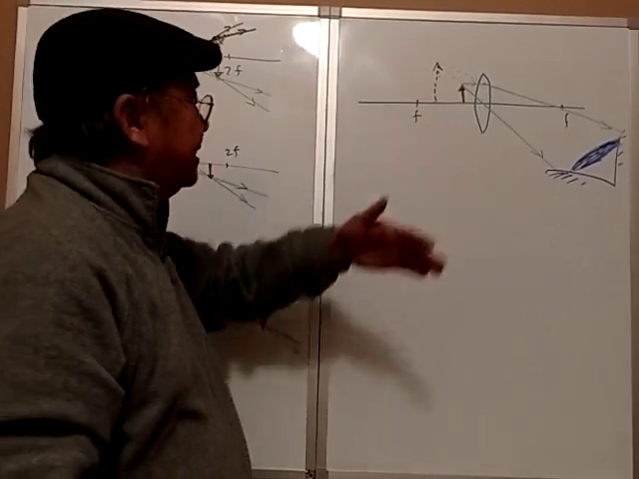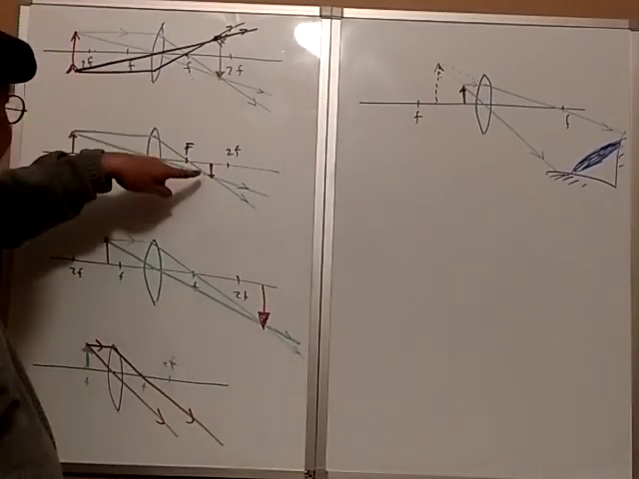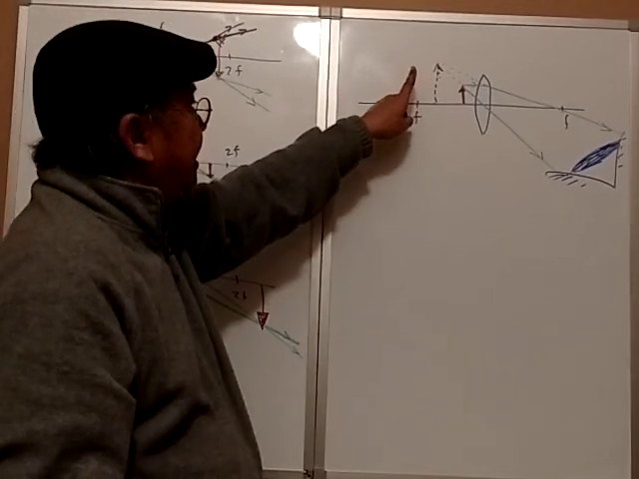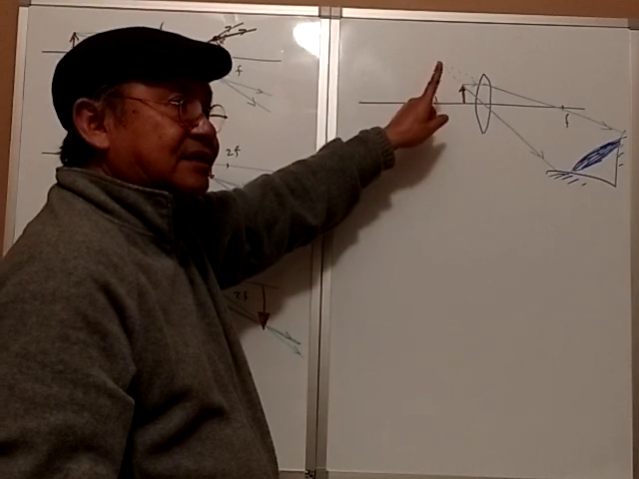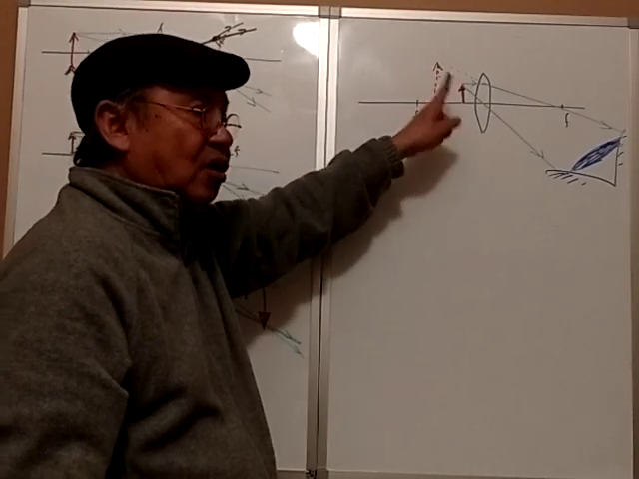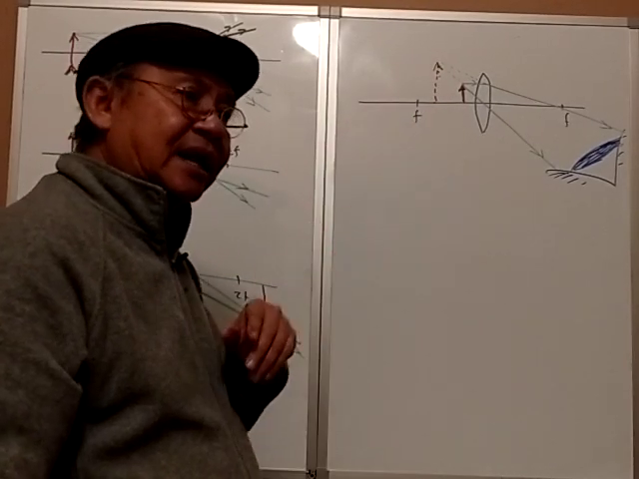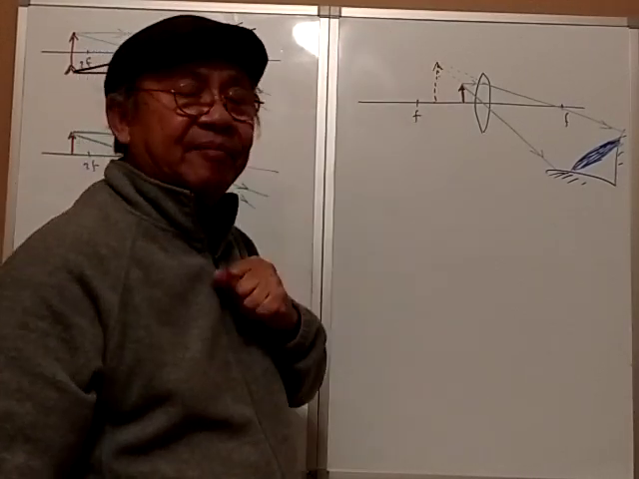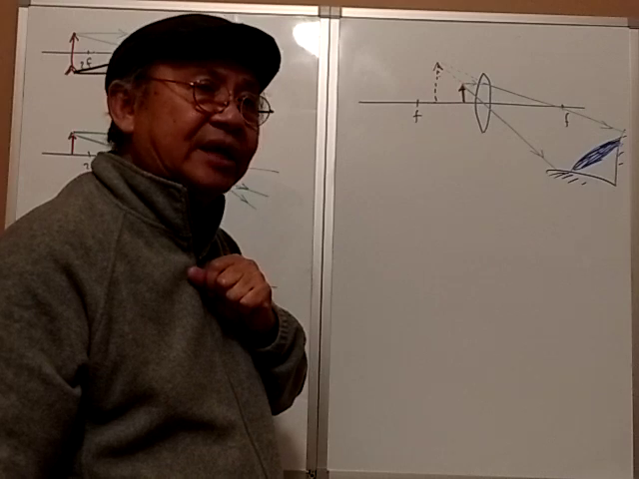And another thing is that if you notice, all these images are formed upside down, but this one is upright. That is the same orientation as the object, all right? That's another quality of that. And this type of image is called the virtual image.